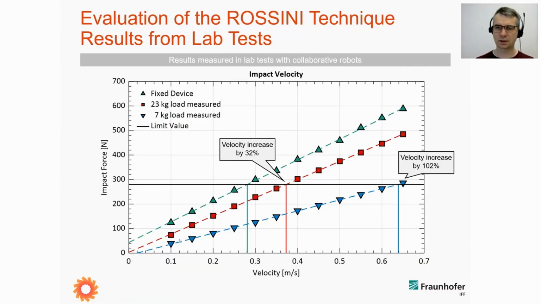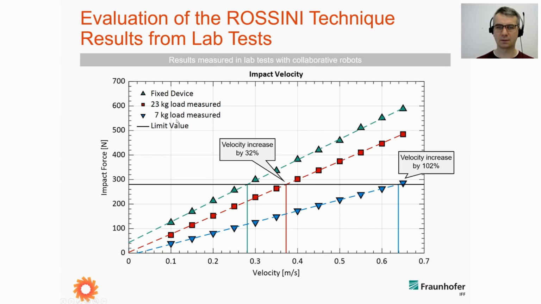Good, and just a brief overview of the potential. This curve is very easy to read. Here we have the impact velocity taken from measurements with real collaborative robots. On the left side, on the y-axis, we have the maximum impact force, measured with a pressure force measurement device. What we obtained from the test is the green curve with a fixed device. So the green curve represents exactly what we receive today, because we need to fix it.